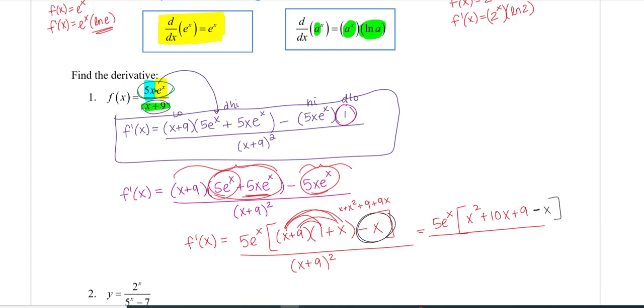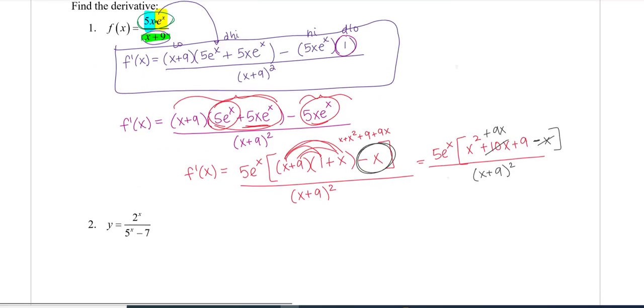And the minus x was right here, all over this x plus 9 quantity squared. So I could certainly have said then just plus 9x, instead of plus 10x minus x. That looks a little bit better, but certainly not necessary. Once you get into later derivatives, you will certainly need to simplify. Okay, let's do one more.